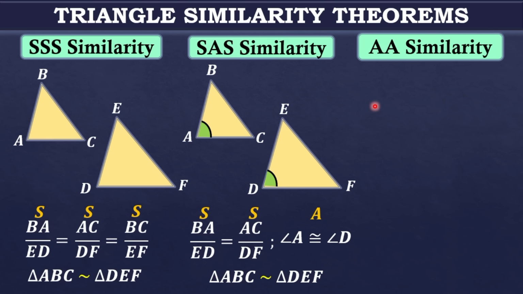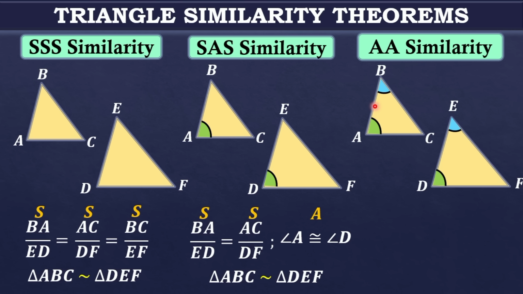And then, we also have the AA similarity. So, pag sinabi nating AA, ibig sabihin, meron tayong dalawang angles na congruent. Okay? So, paulit-ulit tayo, no? Pagdating sa similarity, ang angles po ay congruent, ang sides po ay proportional. So, yun po yung tatandaan.